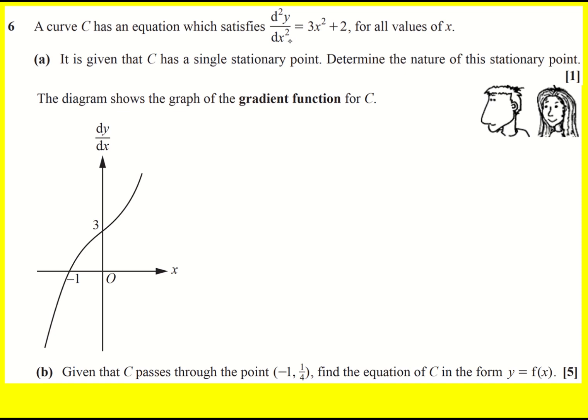So we've got d2y by dx squared is equal to 3x squared plus 2 for all values of x, and it's given that C has a single stationary point. Determine the nature of the stationary point.